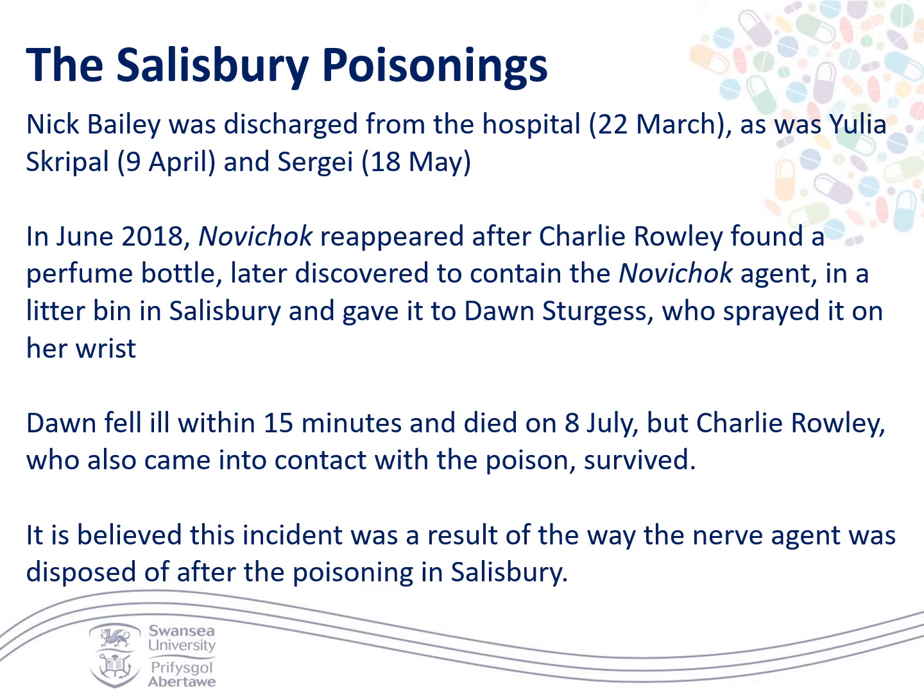So the theory is that the Novichok agent was transported in this perfume bottle and sprayed on the door handle of the Skripals' house, which is how Nick Bailey then came into contact with it, as well as Yulia and Sergei. And ultimately that bottle was discarded in a bin, which Charlie Rowley then found a few months later and gave to Dawn Sturgess, who unfortunately lost her life as a result of Novichok poisoning.